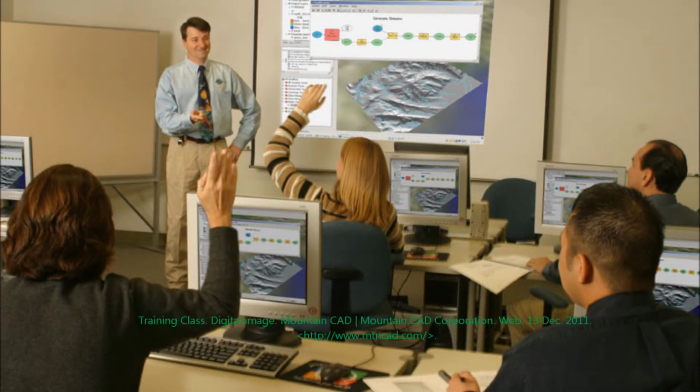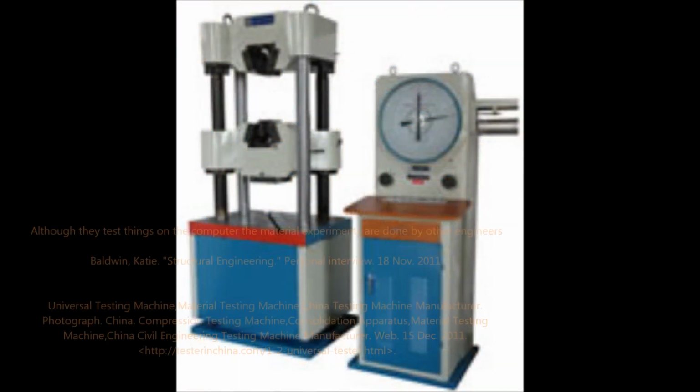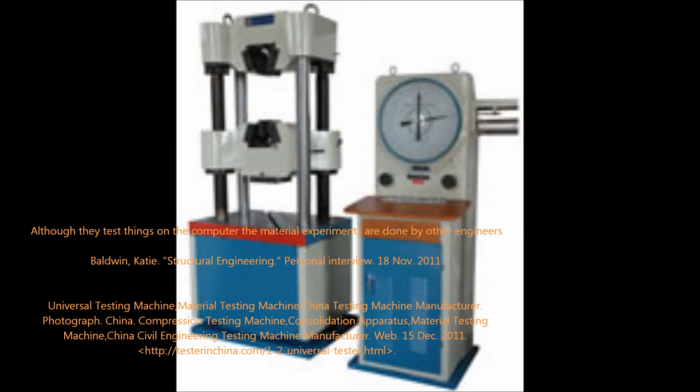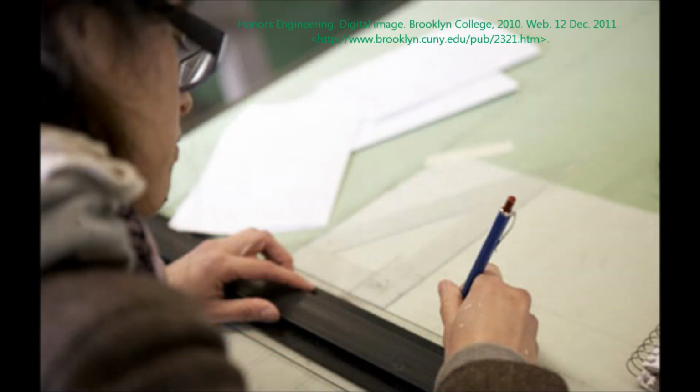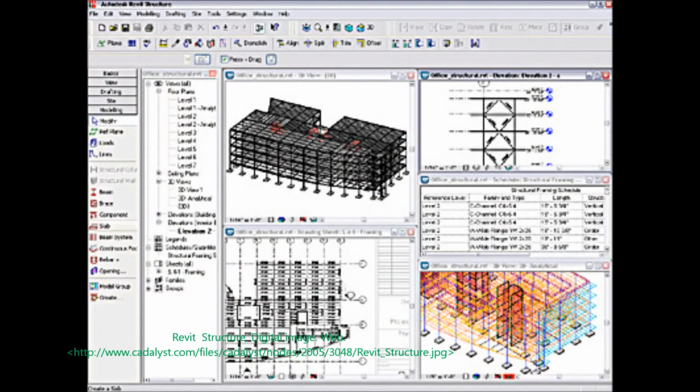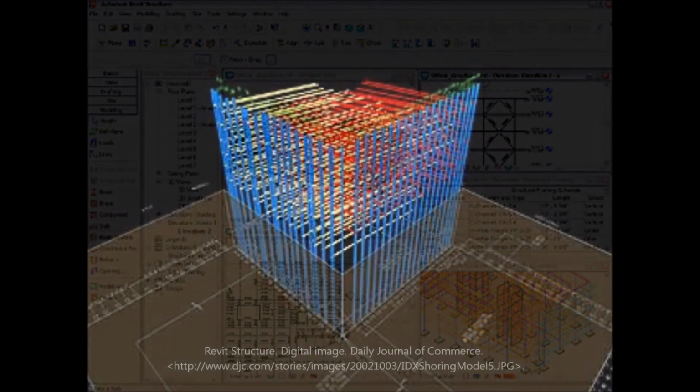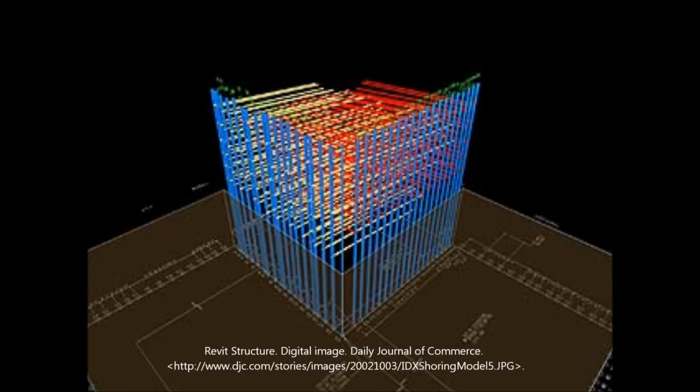Although structural engineers test things on the computer, they don't actually test the materials, and that's what actually civil engineers do. Structural engineers must be aware of both obvious and unobvious uses for the structures and how these uses affect its design.